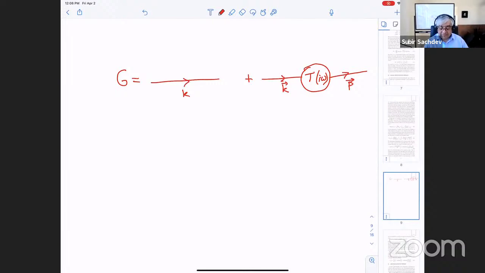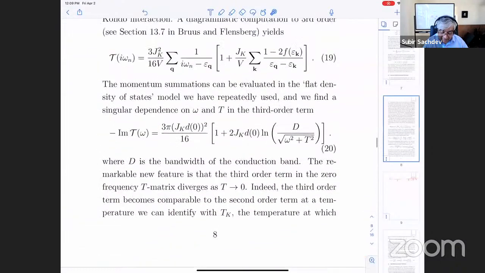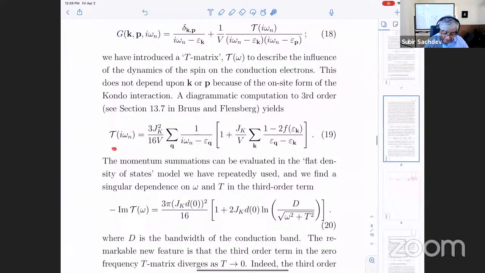So the task, really, the whole entire Kondo problem, on which 15 or 20 years were spent by the community to understand it, is just understanding the frequency and temperature dependence of this T matrix. Okay. So there's an expression here that I just told you about, and here it is. Okay, so that's kind of where we were. A quick summary, and any questions?